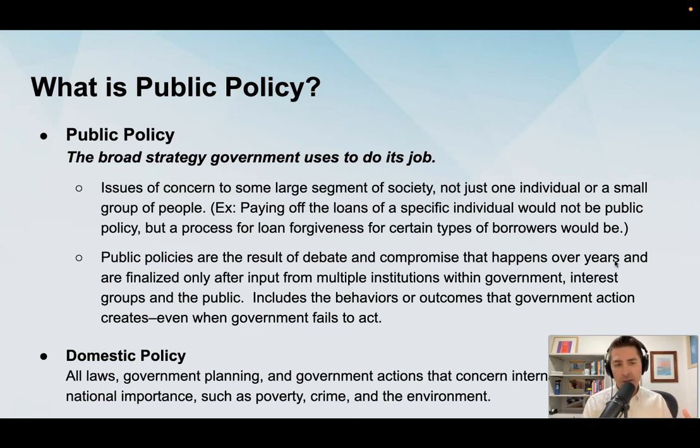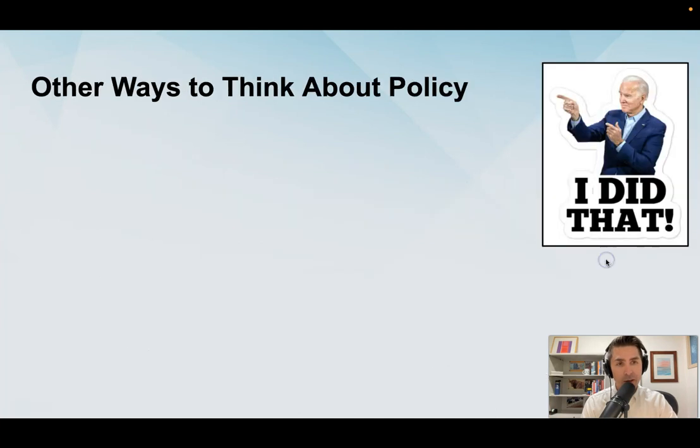These are all of the things that when we think about domestic policy, we're really looking at what's happening within the borders of the United States. So know the difference between domestic policy and foreign policy, because that's where we're going to be for most of the week. We're going to be looking at the domestic stuff. Now, our textbook does talk about some other ways to think about public policy.